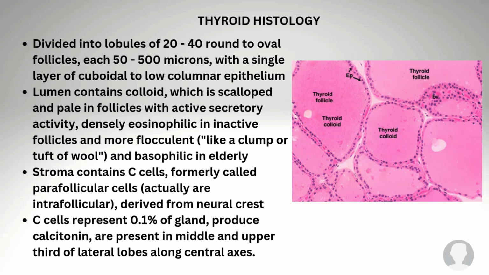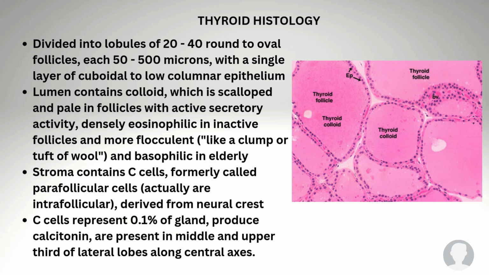Talking about thyroid histology, thyroid is divided into lobules of 20 to 40 round to oval follicles, each 50 to 500 microns, with a single layer of cuboidal to low columnar epithelium. The lumen contains colloid, which is scalloped and pale in follicles with active secretory activity, densely eosinophilic in inactive follicles, and more flocculent like a clump or tuft of wool, and basophilic in elderly.